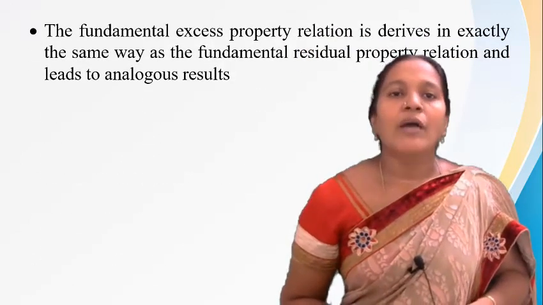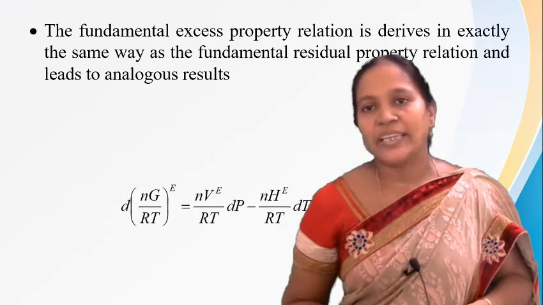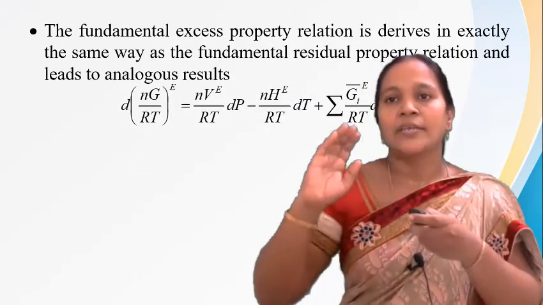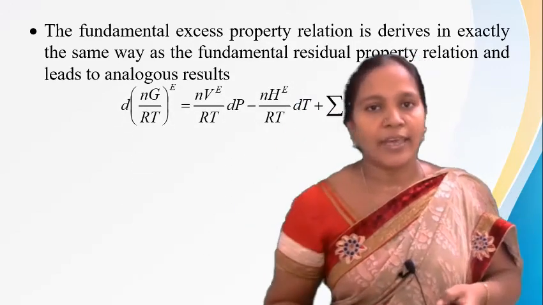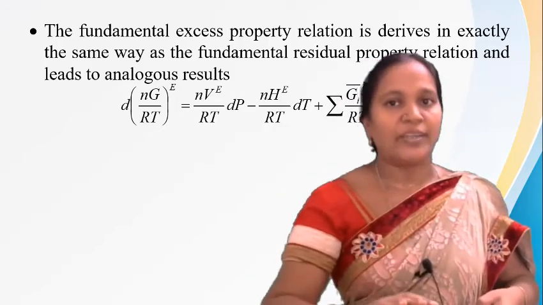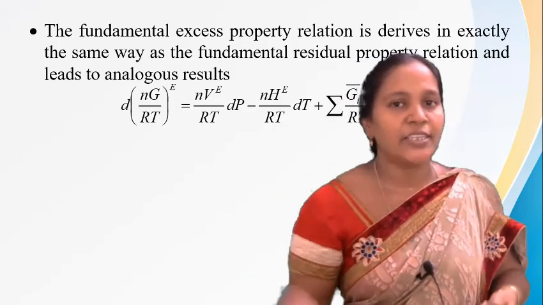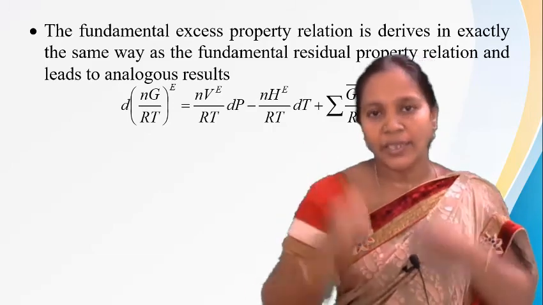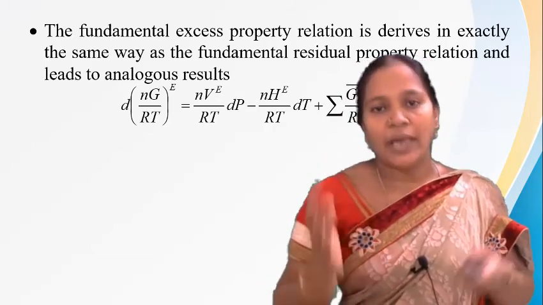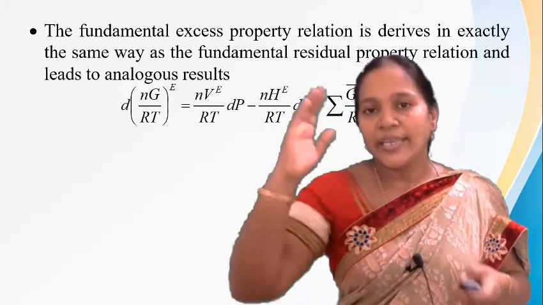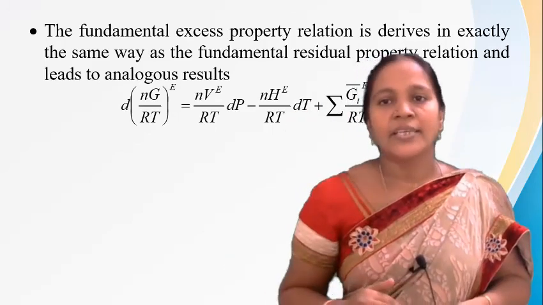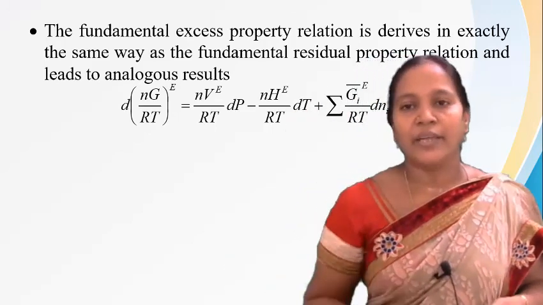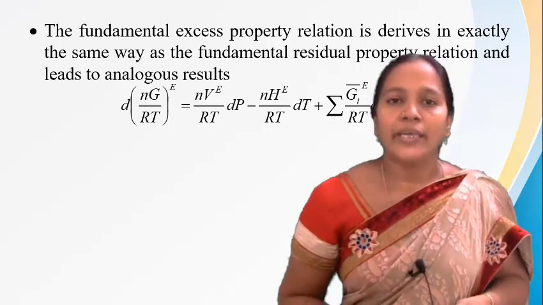Now coming to the fundamental excess property relation, it is derived in exactly the same way as the fundamental residual property relation and leads to analogous results. d of (nGE by RT) is equal to (nVE by RT) dP minus (nHE by RT) dT plus sigma (G bar i E divided by RT) dni.